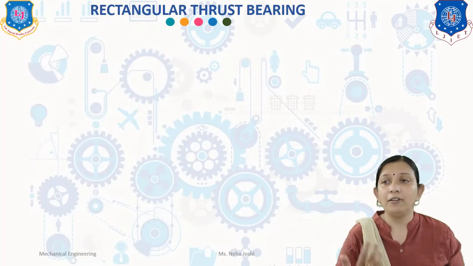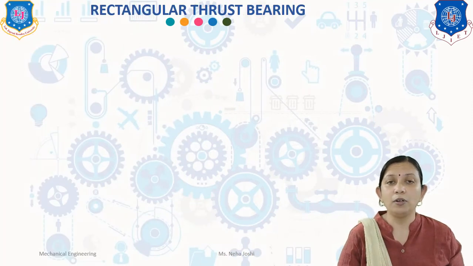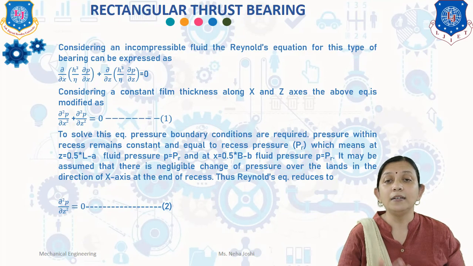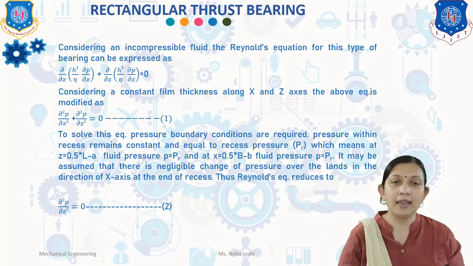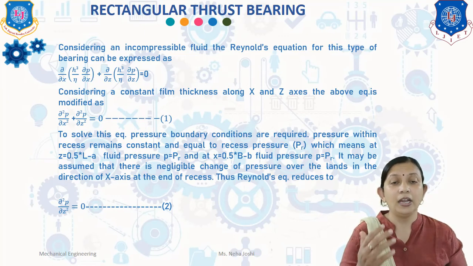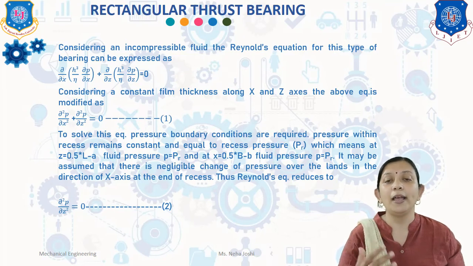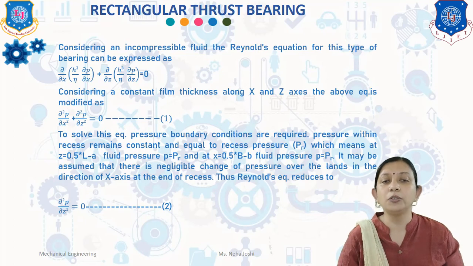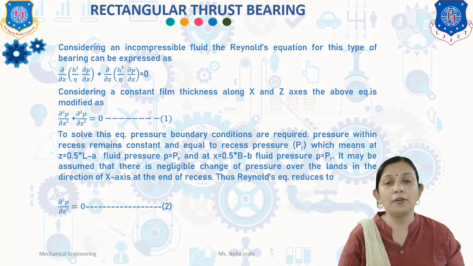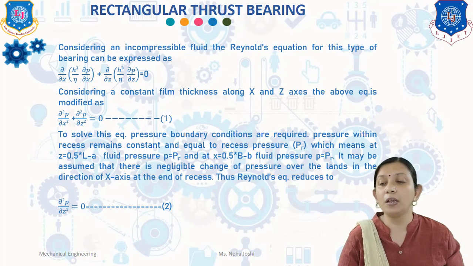Now we will develop the pressure distribution in the rectangular thrust bearing. Consider an incompressible fluid. The Reynolds equation for this type of bearing can be expressed as del by del x of h cube by eta into del p by del x, plus del by del z of h cube by eta into del p by del z, is equal to 0. Now considering a constant film thickness along the x and z axes, the above equation can be modified as del square p by del x square plus del square p by del z square is equal to 0. Now to solve this equation, pressure boundary conditions are required.